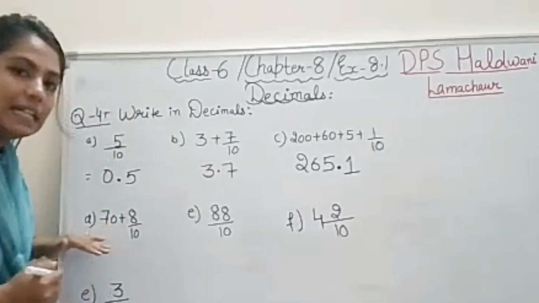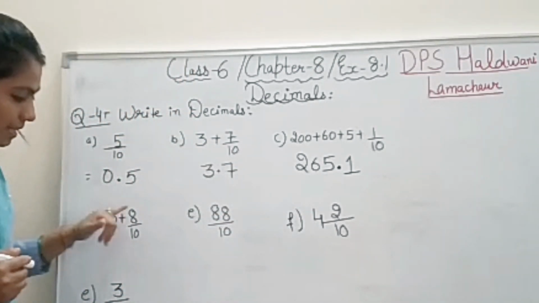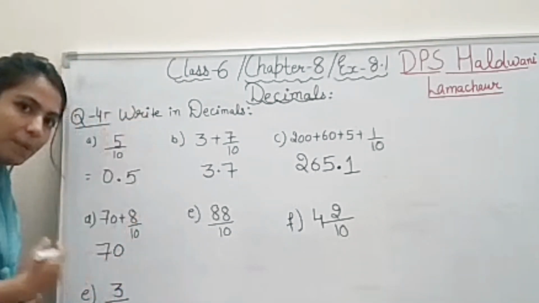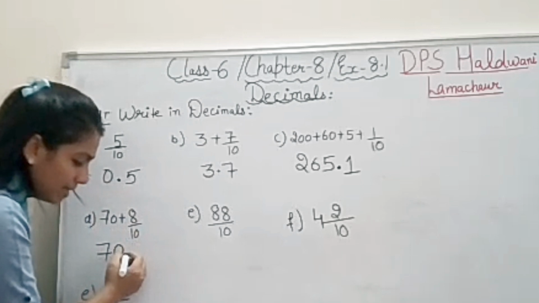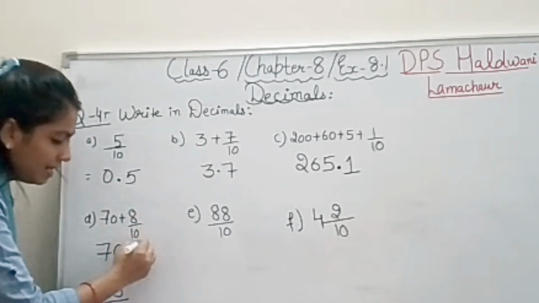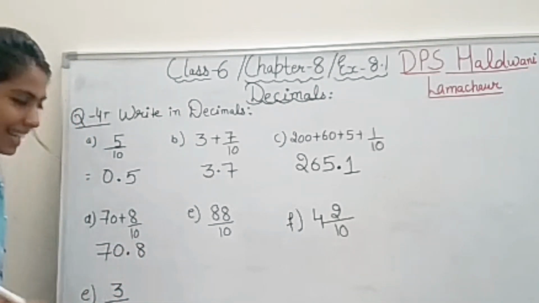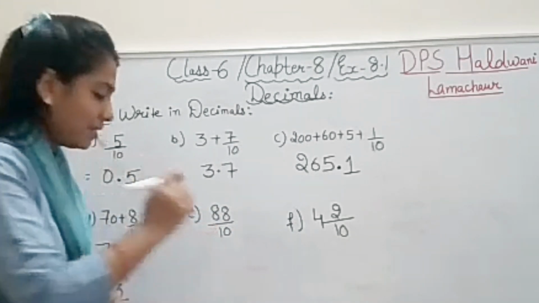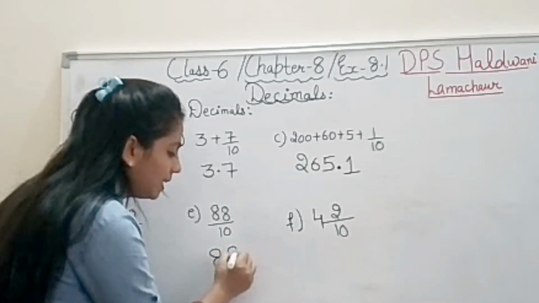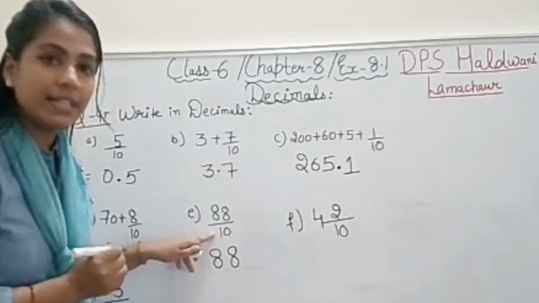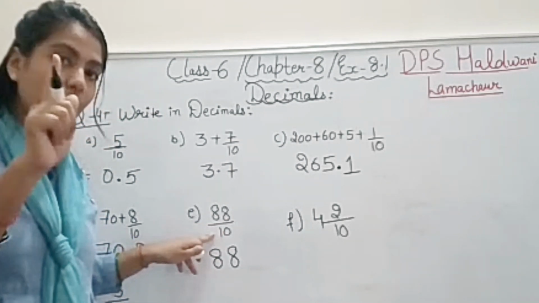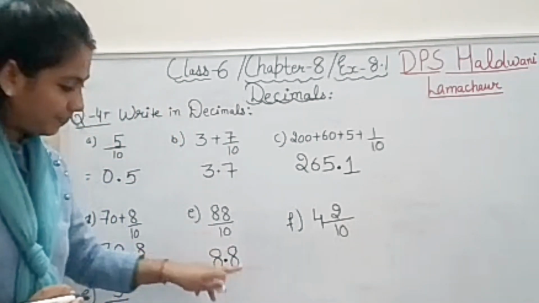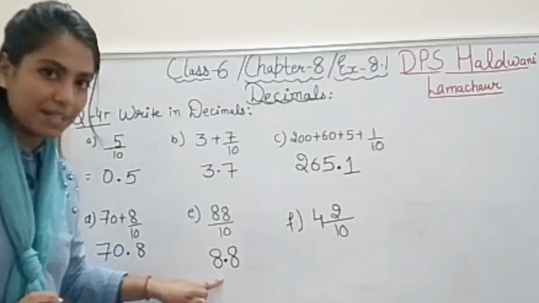Now coming to our D part, 70 plus 8 upon 10. It means 70 is in the whole number part. Upon 10 means the decimal part starts, 0.8, right? Next is 88 by 10. As you can see, the numerator is 88 and the denominator is 10. It means only one digit will be after the decimal, so the decimal is placed after one digit.